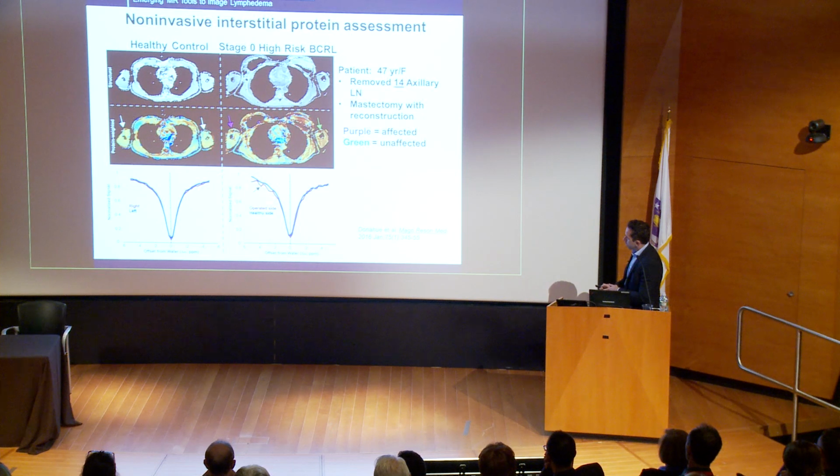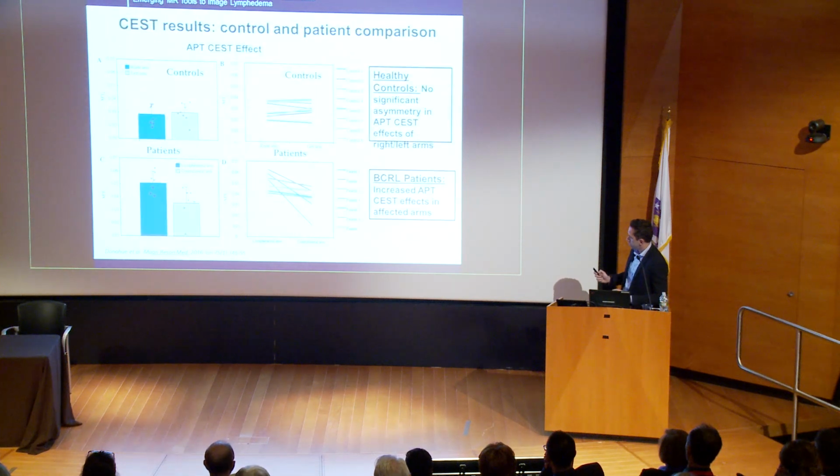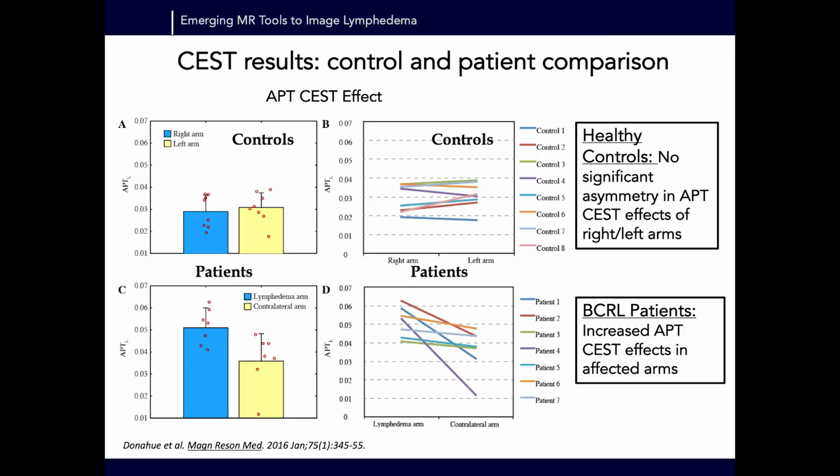So this potentially could be a way not to look at lymphatics directly, but to look at the locus of interstitial protein accumulation. We've done this now in a small study series of controls, and if you look at this protein-weighted signal, it doesn't vary between the right and the left side. Also, if you look at a line graph, and then when you look at the patients, on the lymphedema side we have a higher protein-weighted signal than on the other side. And you see that on an individual case basis as well.